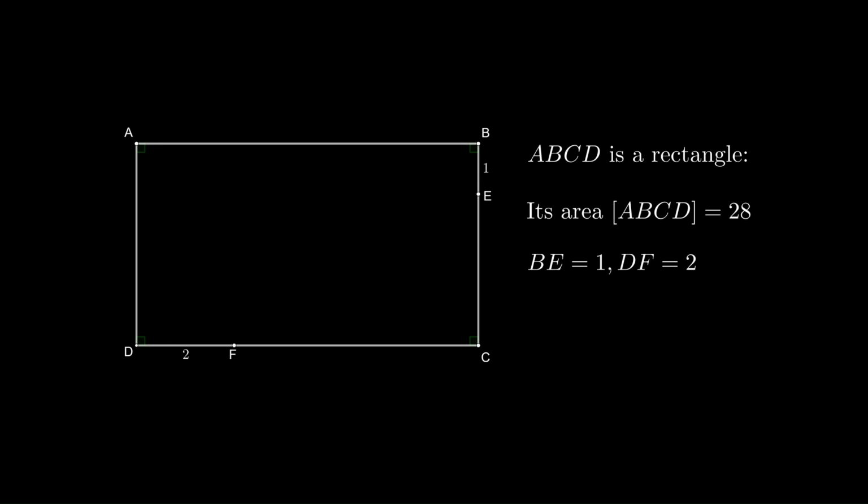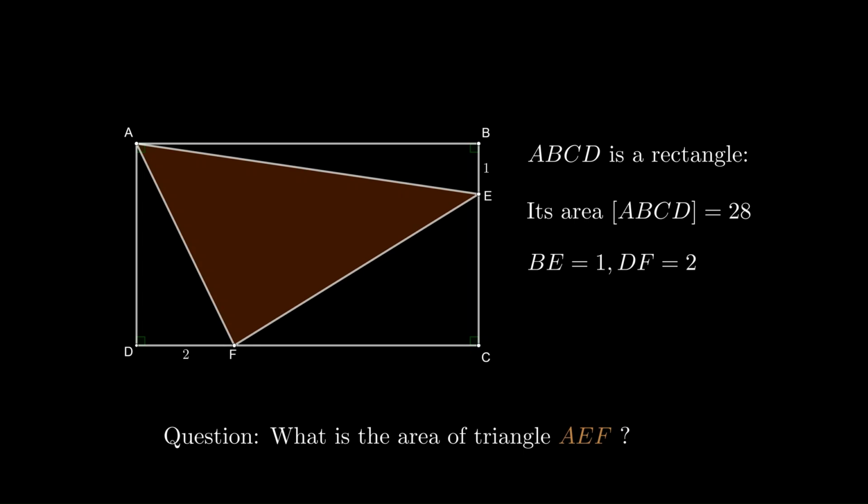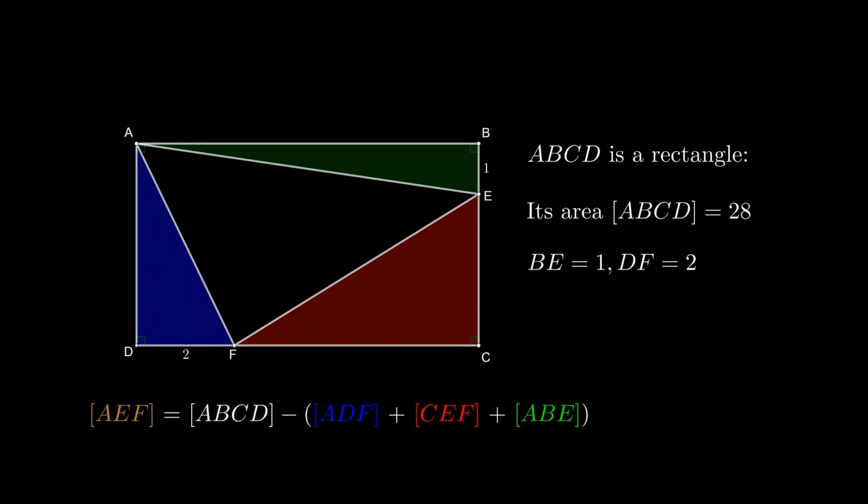Points E and F are on BC and CD so that BE has a length 1 and DF equals 2. Question: what is the area of triangle AEF? The area of the triangle can be calculated indirectly: the area of the rectangle ABCD subtract the remaining three triangles ADF, CEF, and ABE.